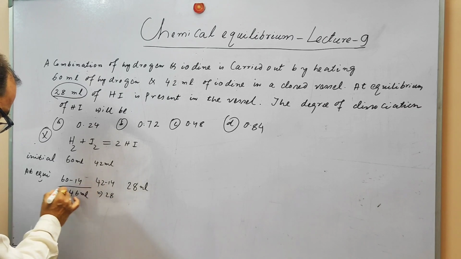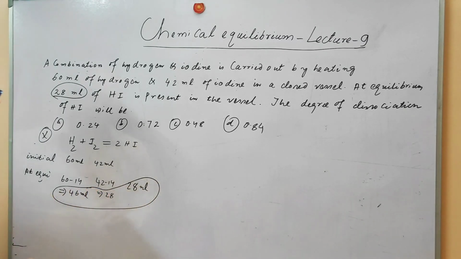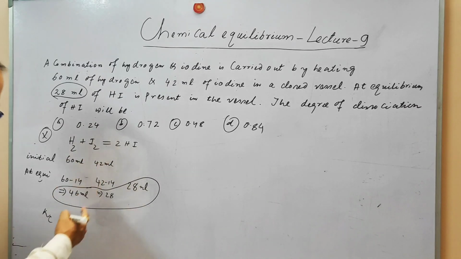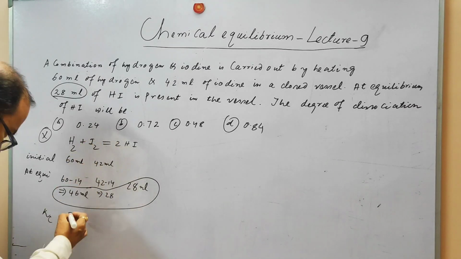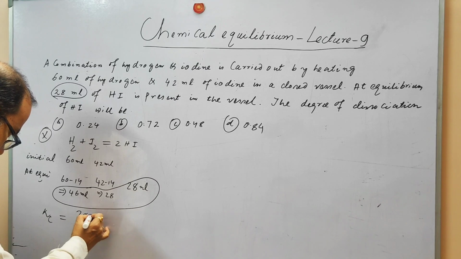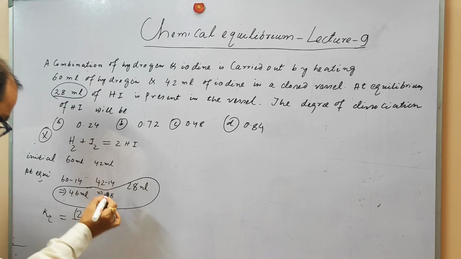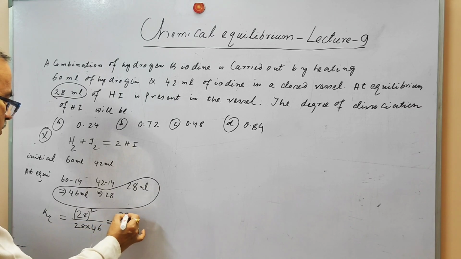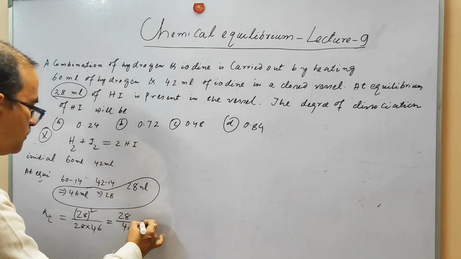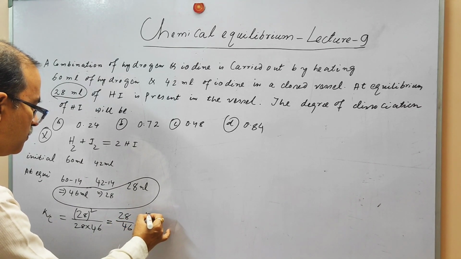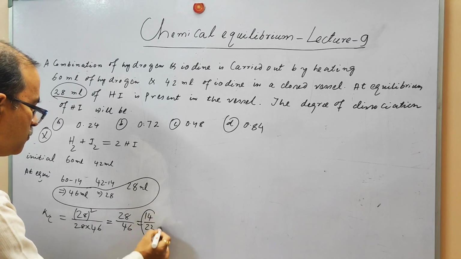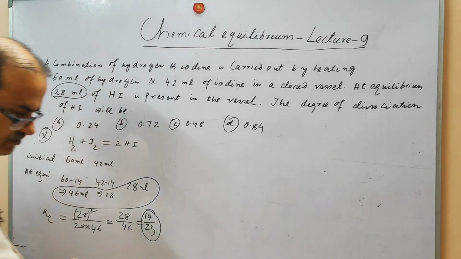So at equilibrium you can find the concentrations, and from this you can calculate the Kc. Kc will be 28 square divided by 28 into 46. So it will be 28 divided by 46, which comes around 14 by 23. This will be the equilibrium constant for this reaction.